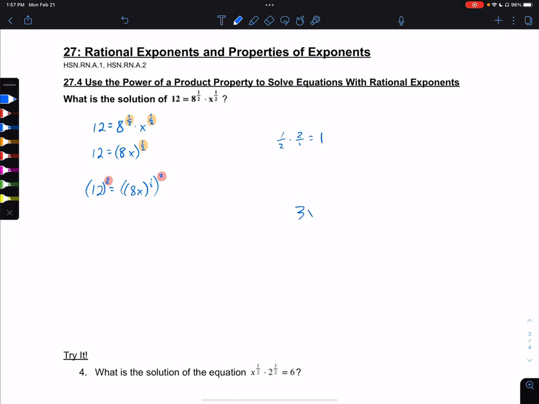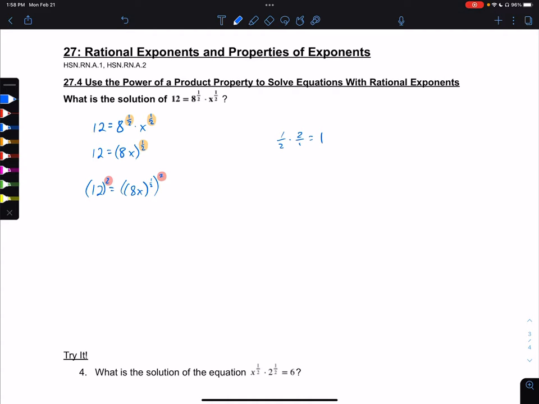Let's say you had 3x to the 2/5 power. You would then raise that to the 5/2 power if you were trying to clear out that exponent. The point is we're allowed to do this, so we're going to.